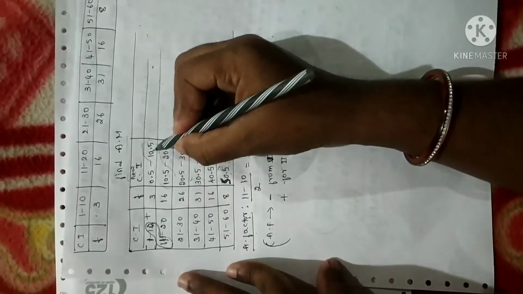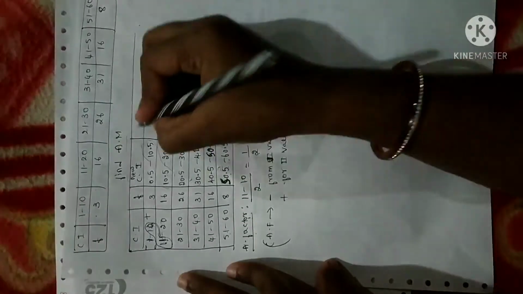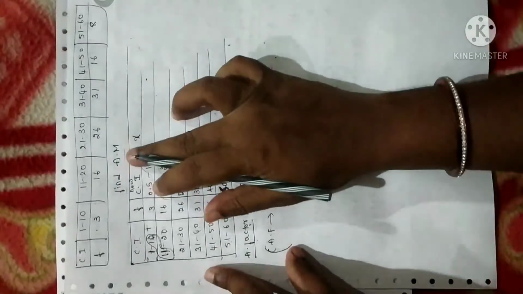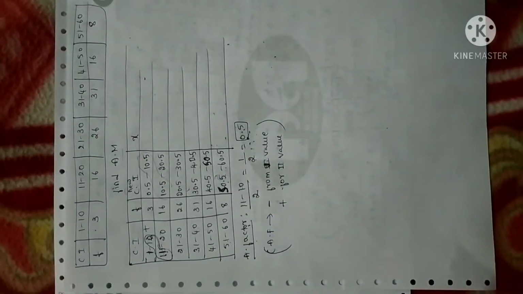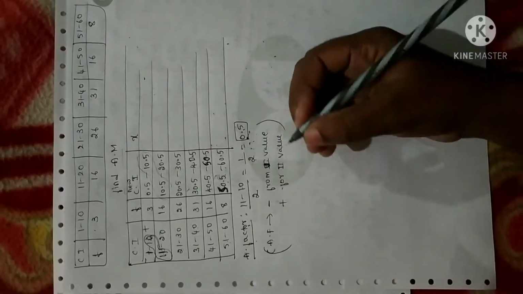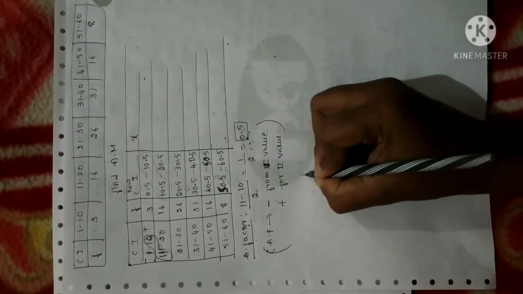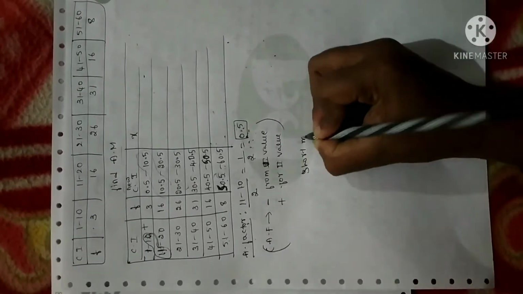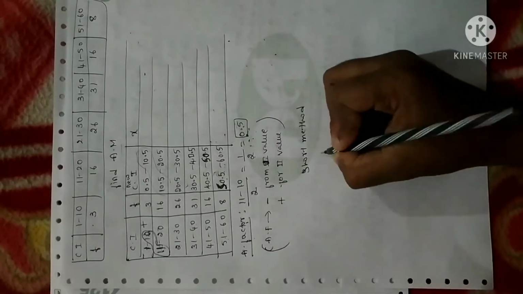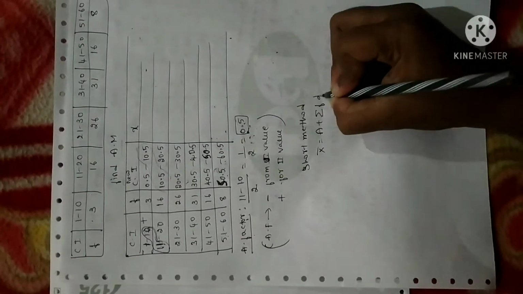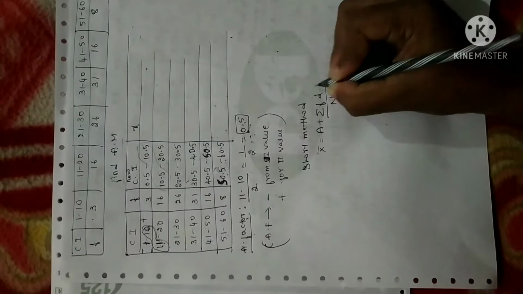Now since I have obtained the exclusive form, I have to find the x bar value. Here in this problem they have not mentioned any method, so we can use any method to find the arithmetic mean. Whichever method you feel is easy, you can use. So let me use the shortcut method. First you have to write the formula: x bar is equal to a plus sigma fd divided by n.